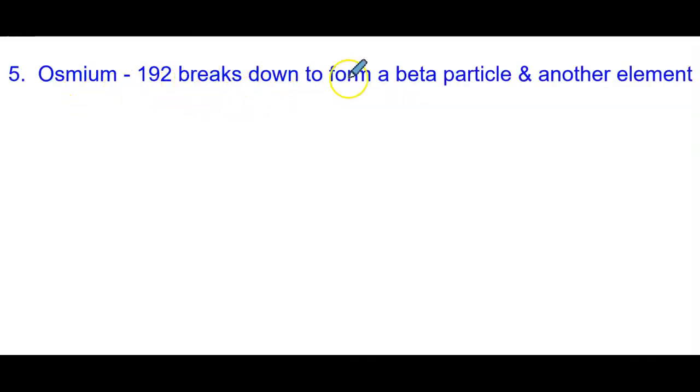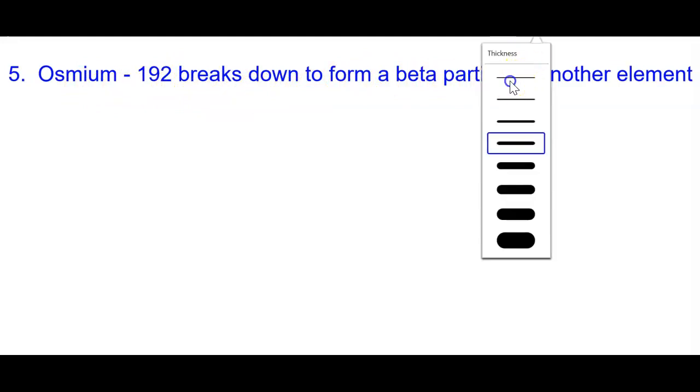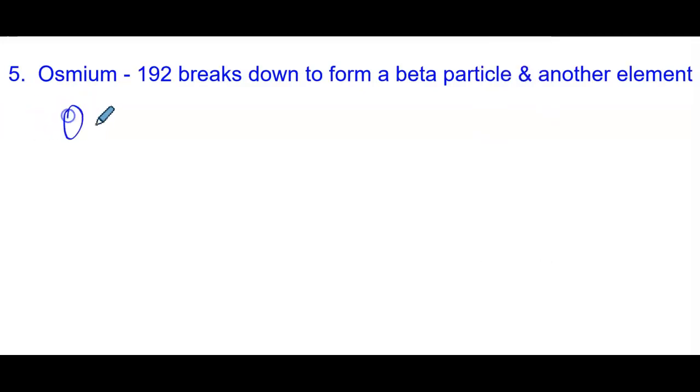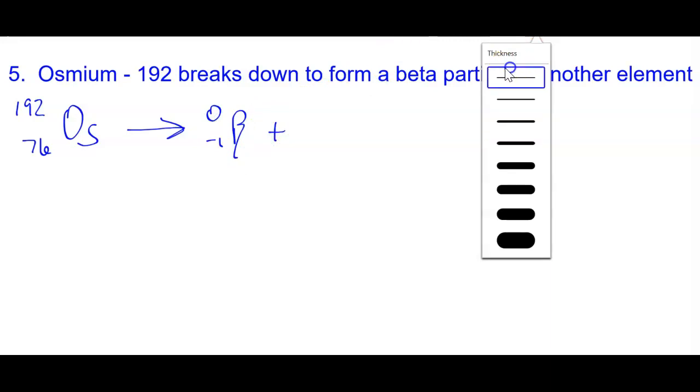Example 5. Osmium 192 breaks down to form a beta particle and another element. So just a little bit of a different way of writing it. So osmium is Os 192, and I look up its atomic number to be 76. It says breaks down. Remember, breaks down tells us to draw an arrow. A beta, which is 0, -1, beta symbol, plus something. Okay, we don't know what that something is.